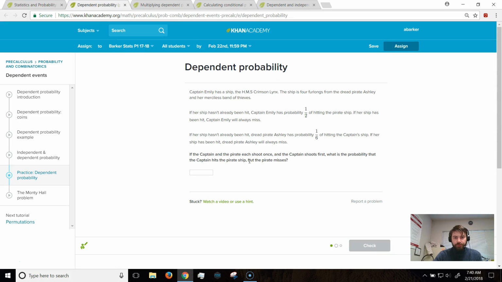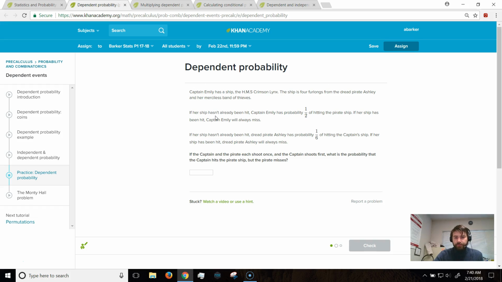The first one, dependent probability. This is just the idea that the chance of one thing happening is reliant on something else happening or not. And so I'm going to read through this and describe what that means. In this scenario, we have two ships. Captain Emily has a ship, the HMS Crimson Lynx. The ship is 4 furlongs from the dread pirate Ashley and her merciless band of thieves. So it's a little scenario here. Someone got playful with the language.